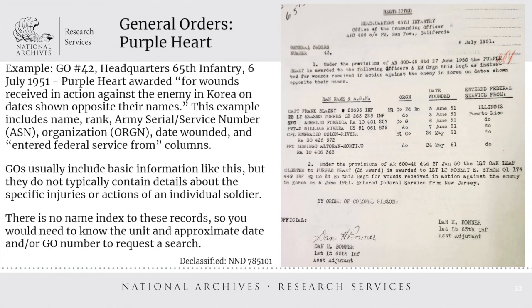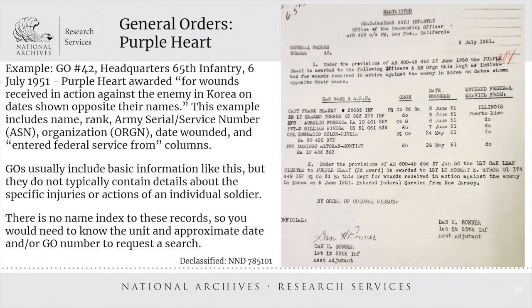This is the one exception. This is the one type of document that includes names of soldiers. There are, however, very few details. This particular general order, for instance, states that the Purple Heart was awarded, quote, for wounds received in action against the enemy in Korea on dates shown opposite their names, end quote. And really, that is just the typical reason that any Purple Heart is awarded. This general order also includes columns for the name, rank, and service number of the soldier, as well as their organization or unit, the date they were wounded, and where they entered federal service from.